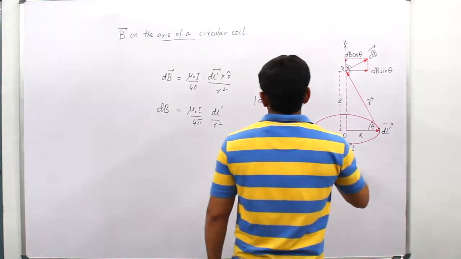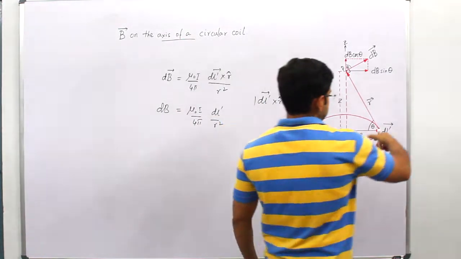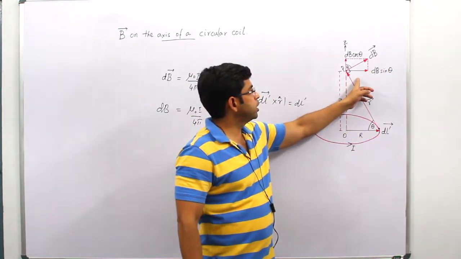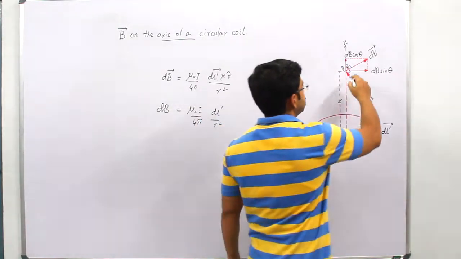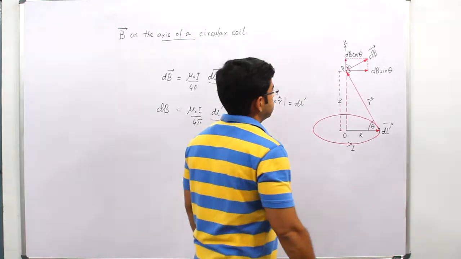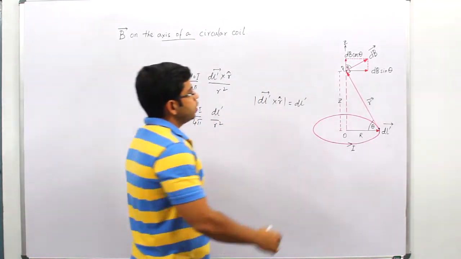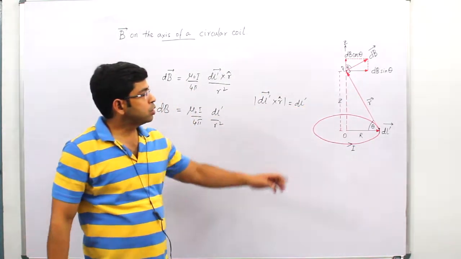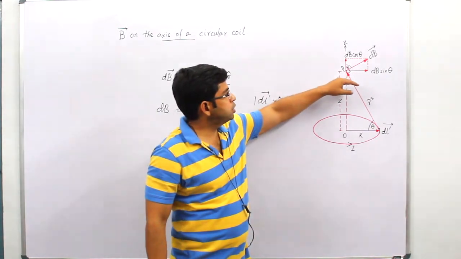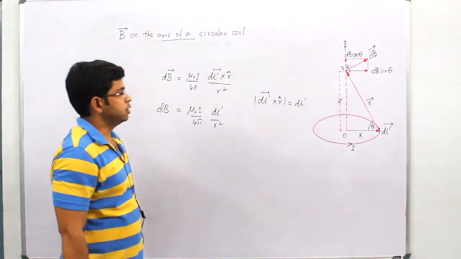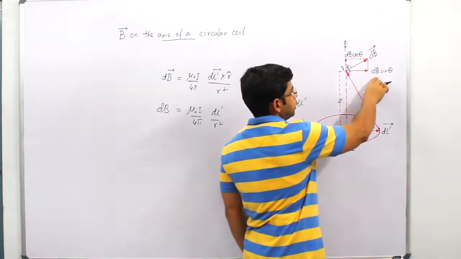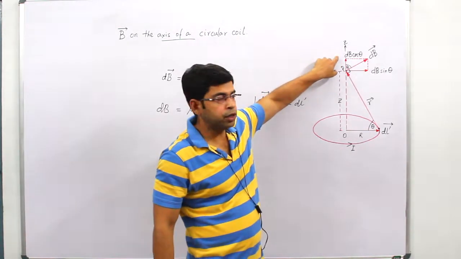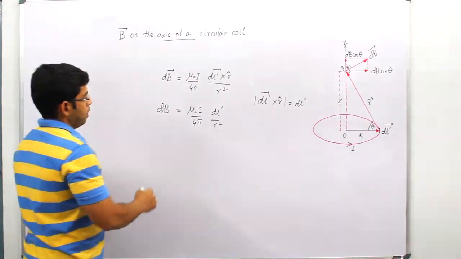Now, since the cross product dl cross r points perpendicular outwards from the radius vector r at the point P, this field dB will be directed along this direction. Now, assuming this as the z axis, we can resolve this field dB along the perpendicular to the z axis and also along the z axis. So the component perpendicular to the z axis will be dB sine theta, and parallel to the z axis it will be dB cos theta.